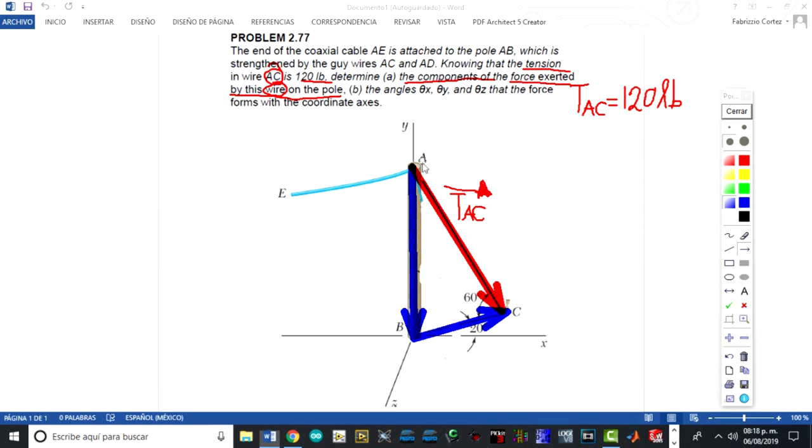One will be the component in the Y direction, that will be the Y component of the vector in 3D. That is one thing that they are asking us to calculate. And the other component will be in the plane in the X, Z axis. So let's create it. So we have a vertical component, and we can write it like this. This will be the component of the vector or the wire AC in the Y direction.